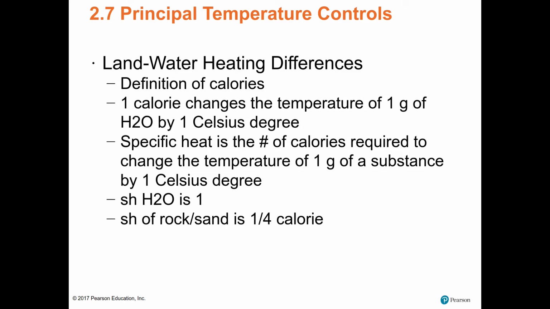The specific heat of rock or sand is 1/4 calorie. So if you put 1 calorie into a gram of water, and you put a calorie into a gram of rock, the water is going to heat up by 1 degree. The rock is going to heat up by 4 degrees. So this is something that you all know. I'll talk about it in just a second, but if you've ever been to the beach, you know exactly what I'm talking about.